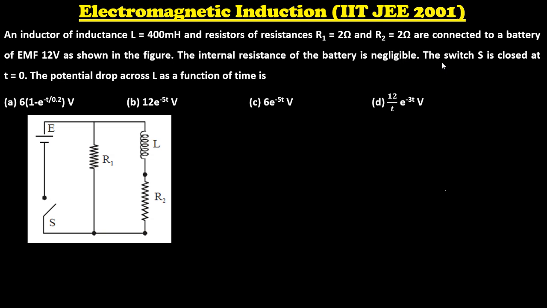Next, the switch S is closed at time t equal to 0. Then, the potential drop across L as a function of time is given by. That is the question right now.